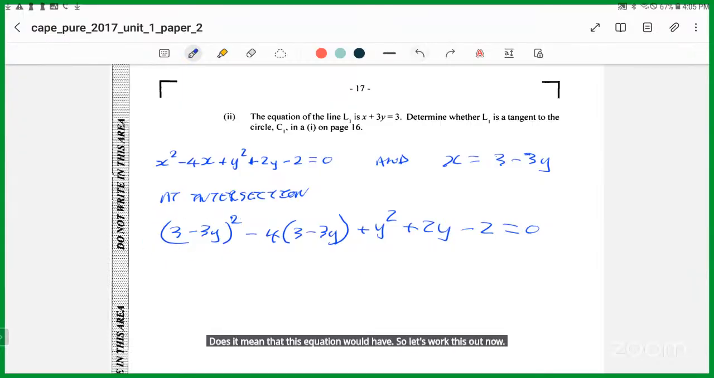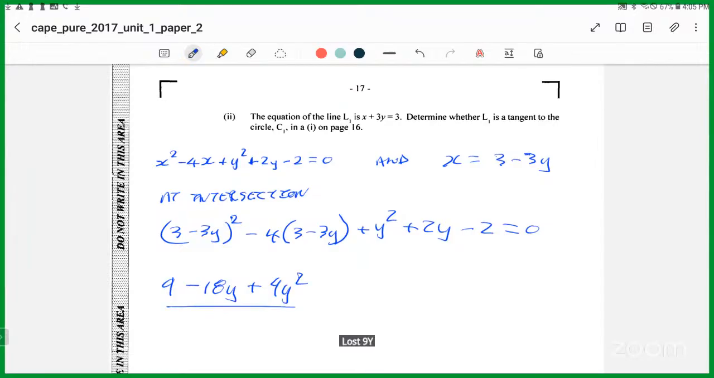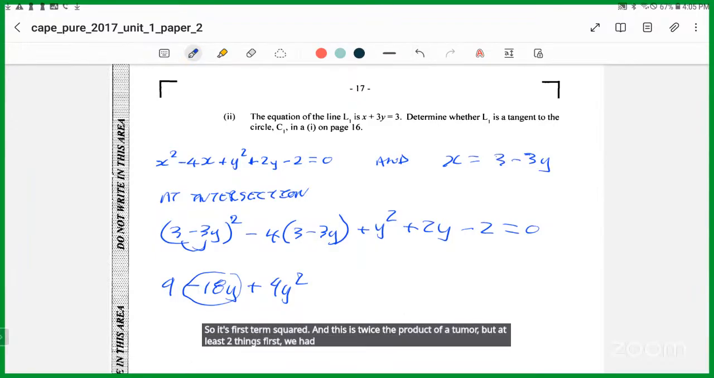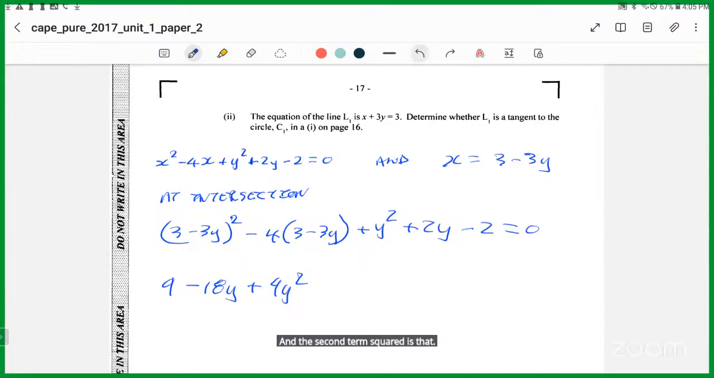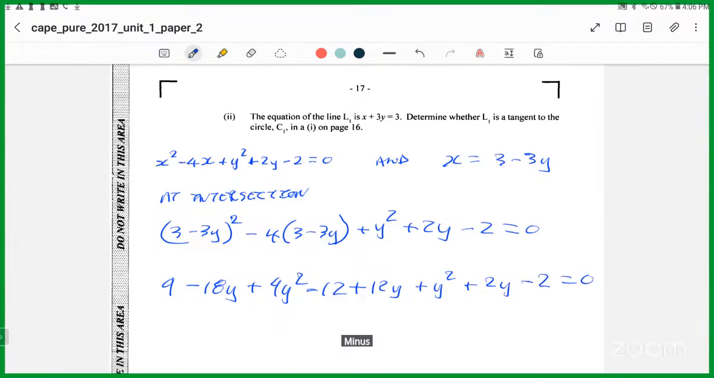Expand this. We want to get 9 minus 18y plus 9y squared. It's the first term squared, then twice the product of the two: multiply these two first, we get minus 9y, double that to minus 18y. Then the second term squared is 9y squared. And this now is minus 12 plus 12y, because minus minus gives you a plus. Then we have y squared plus 2y minus 2 equals 0.